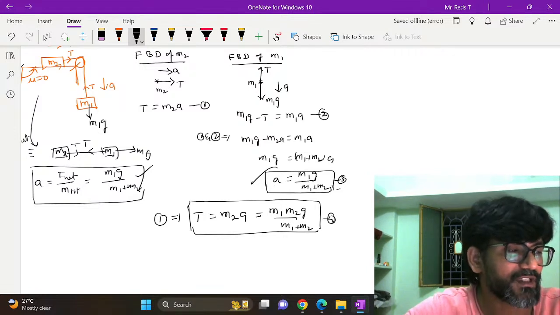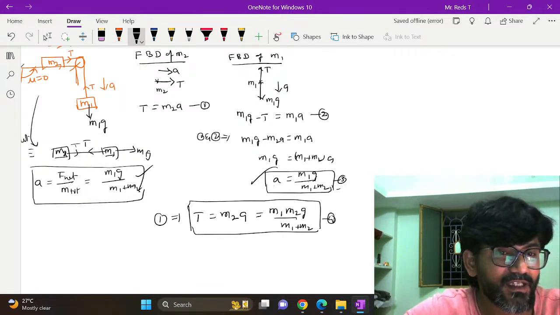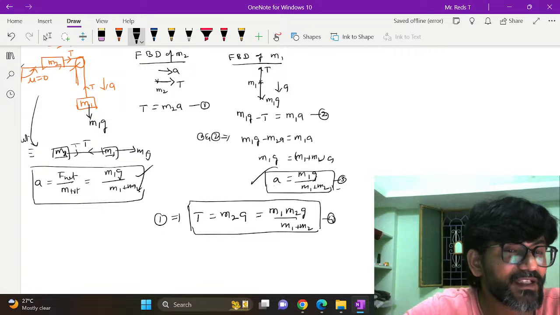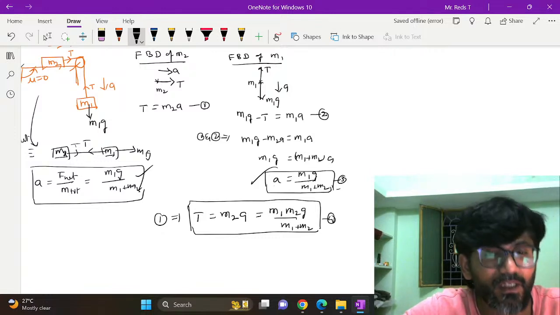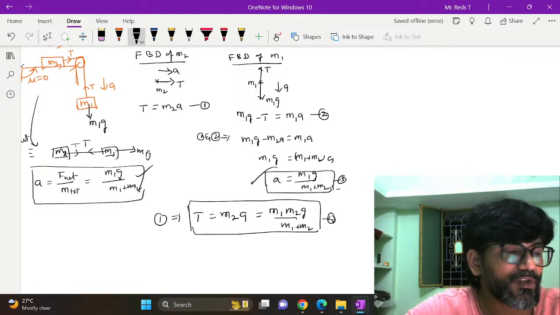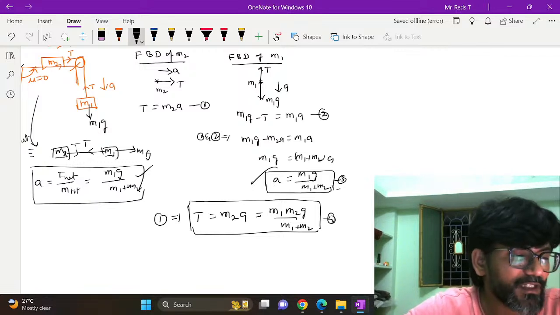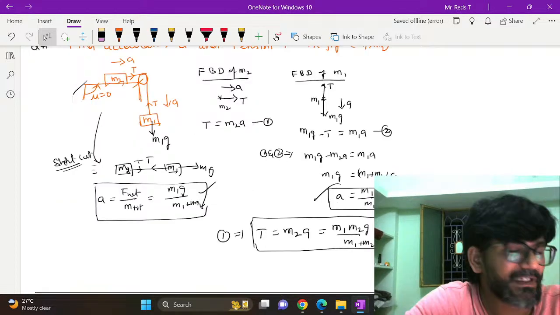Now the screen is clear. The screen clarity depends on my network buffering. Okay, if your network is very low, you will get the screen as a blurred one. If your network is good, it can be very good. For that you have to change the settings of that particular video.